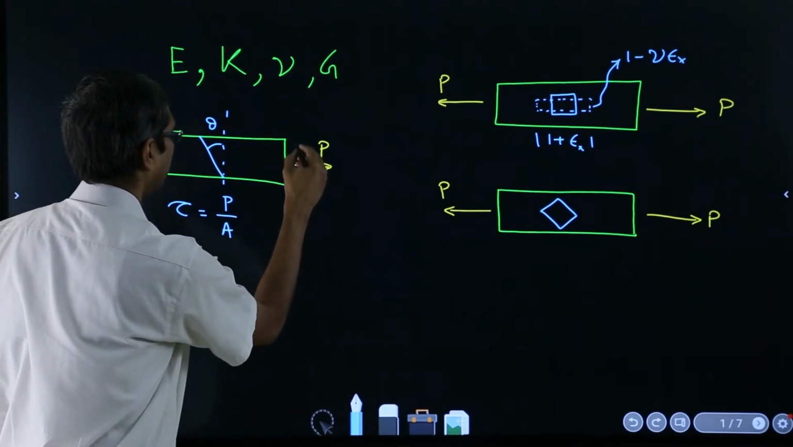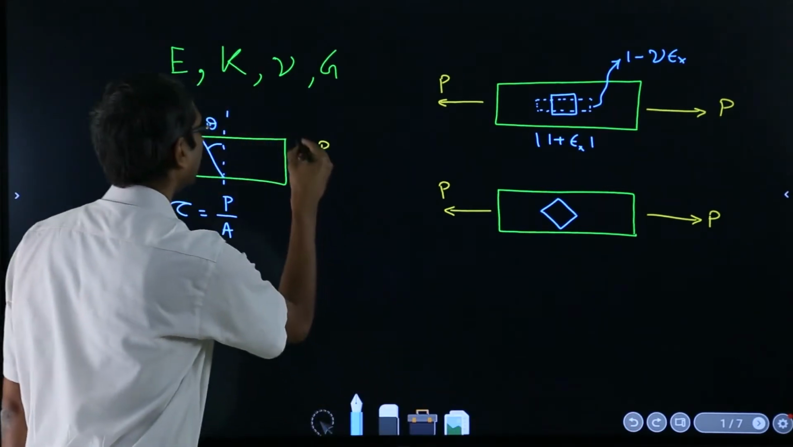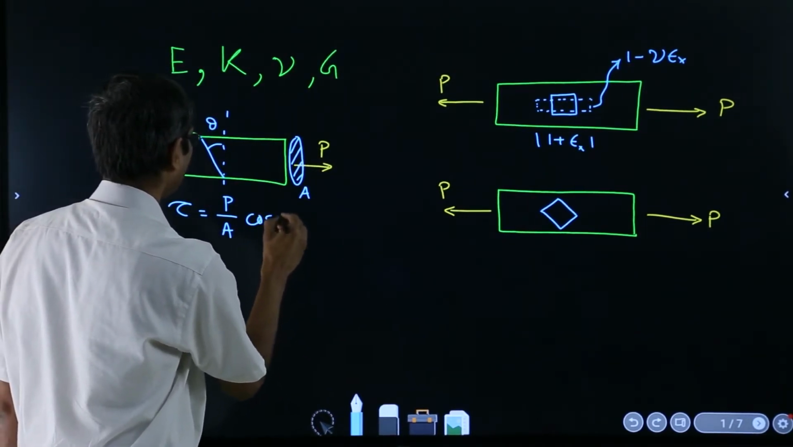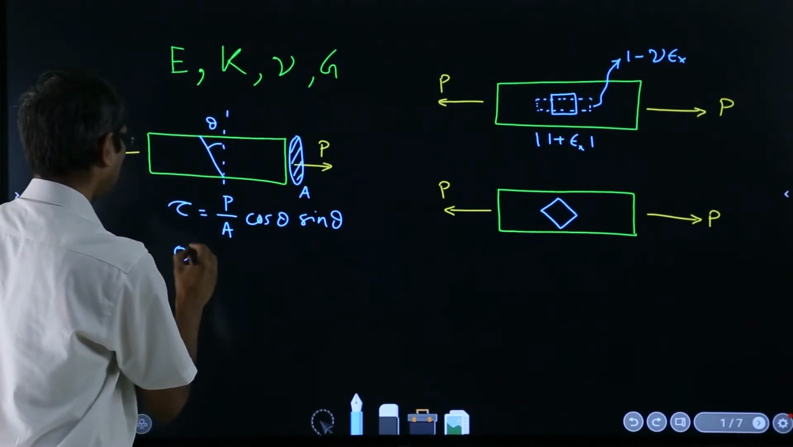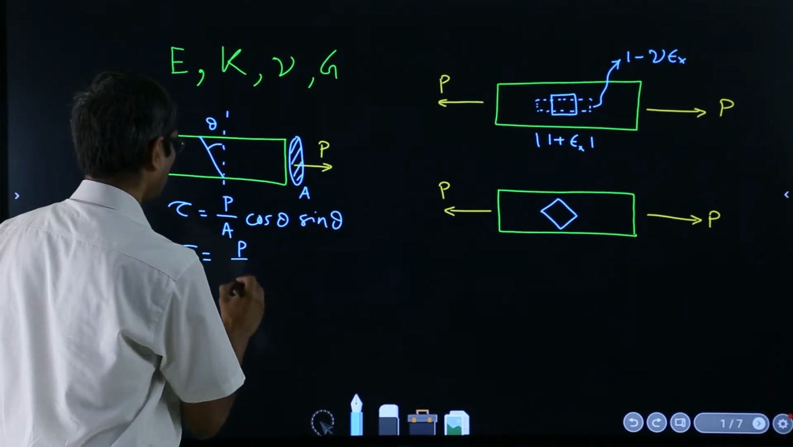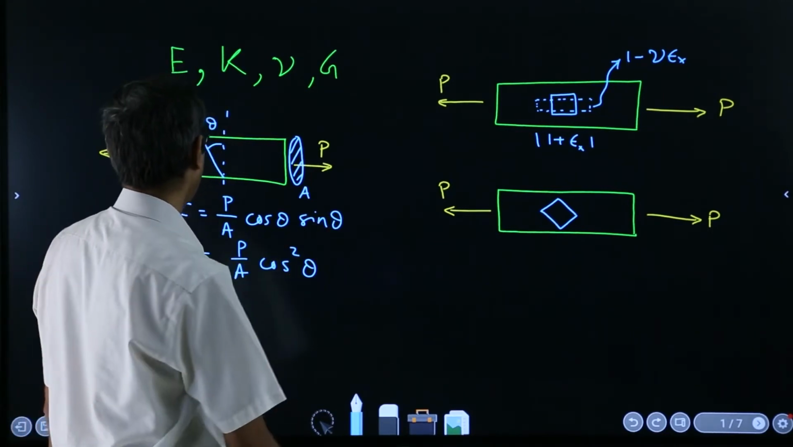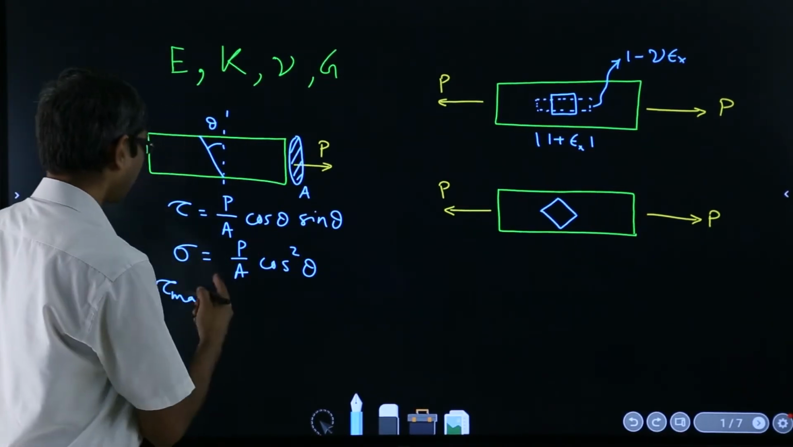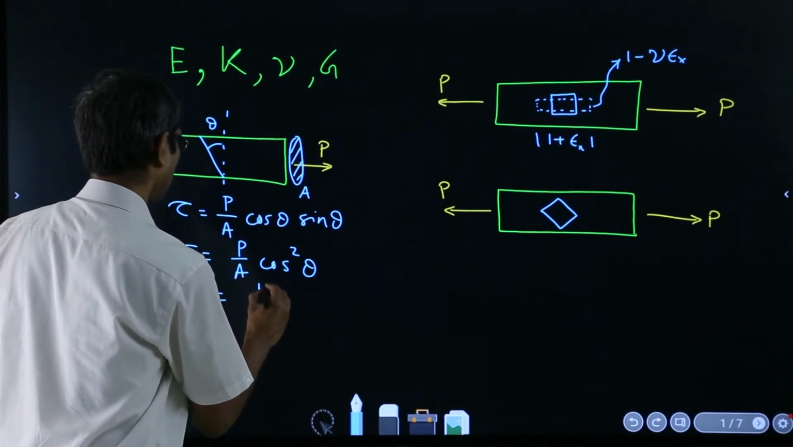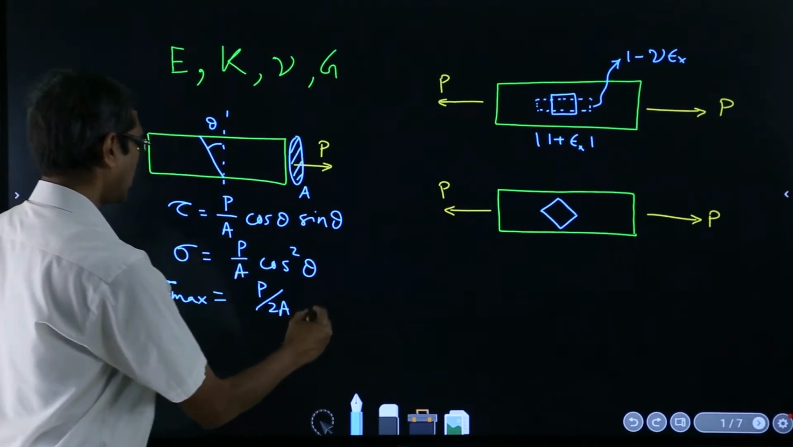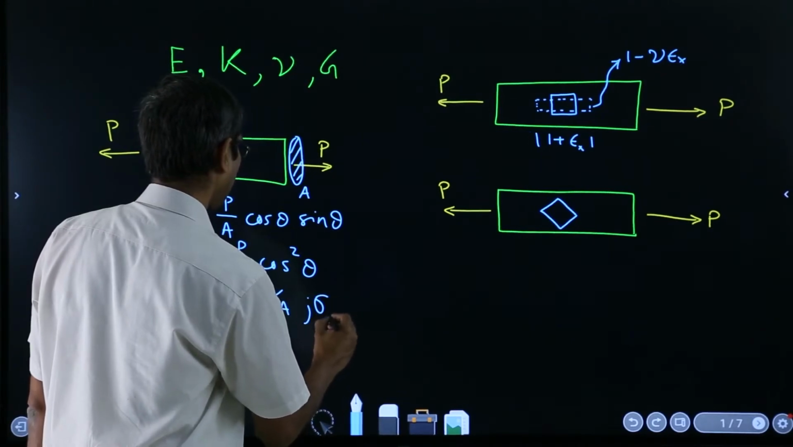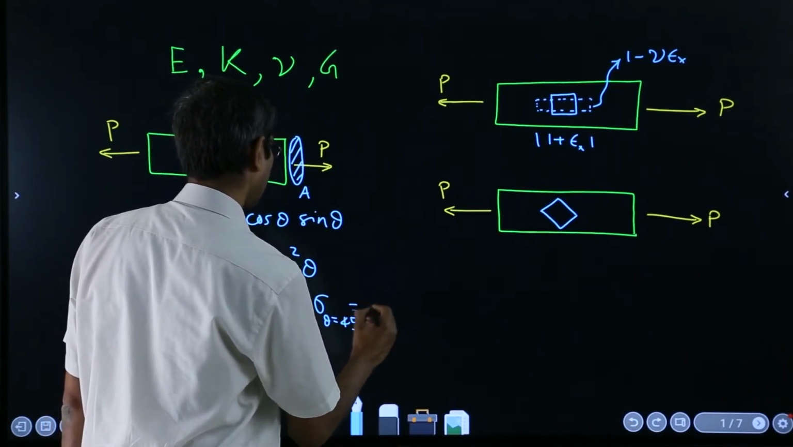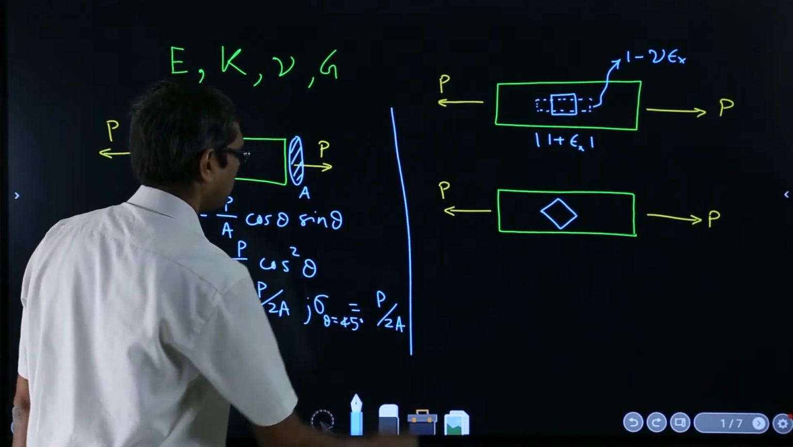If this is having an area of A, say this area is A, so then P over A cosine of theta sine of theta, and the normal stress which acts on that plane is P over A cosine square theta, and the tau max which happens at theta equal to 45 degree, when this angle is 45 degree, is P over 2A, and at the same angle your sigma value at theta is 45 degree, sorry, is also P over 2A. So, this is just a summary of an earlier discussion.